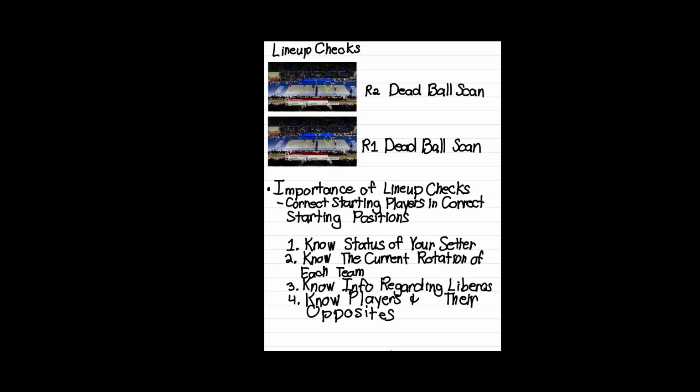Lineup checks are crucially important because they allow both the first and second referee to perform the same dead ball scans that we need to perform after awarding the point and prior to the next beckoning for serve.